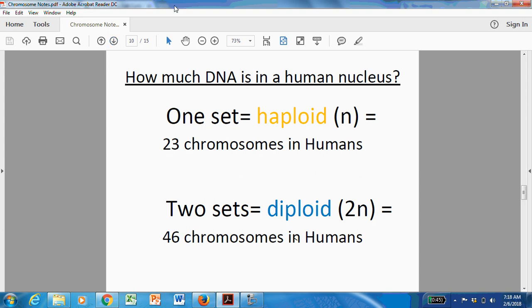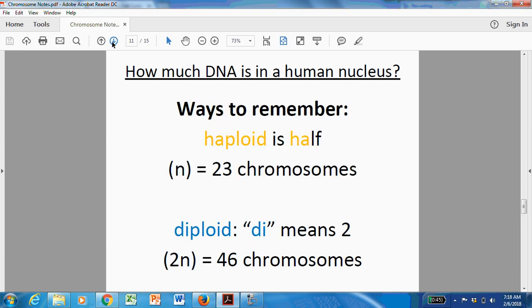But the terms we use to describe the sets themselves are haploid and diploid. Haploid is one set, diploid is two. An easy way to remember that: haploid means half. So we have 46 total, right? So haploid is half of that, 23. You get half from mom, half from dad. Diploid means di, meaning two, which is why we have that 2 in there. So 46 chromosomes. All organisms are a little different based on the number of chromosomes they have.